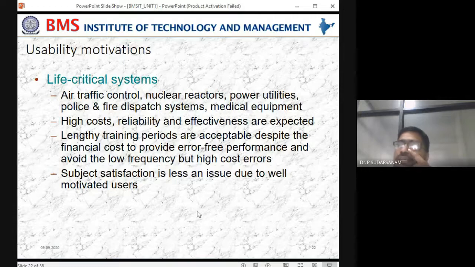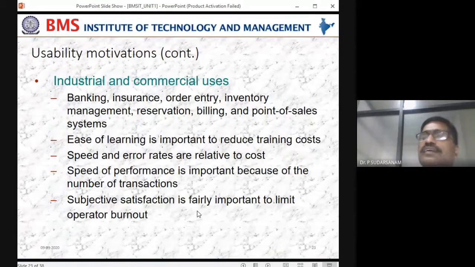Subject satisfaction is also required. That is what life critical systems are. You need to remember the critical systems, take examples, and write them. These were the textbook examples, and this is what you have to write. Life critical systems headings are important in the examination. Main headings you need to remember; if you remember the main headings, then you can write what is inside.